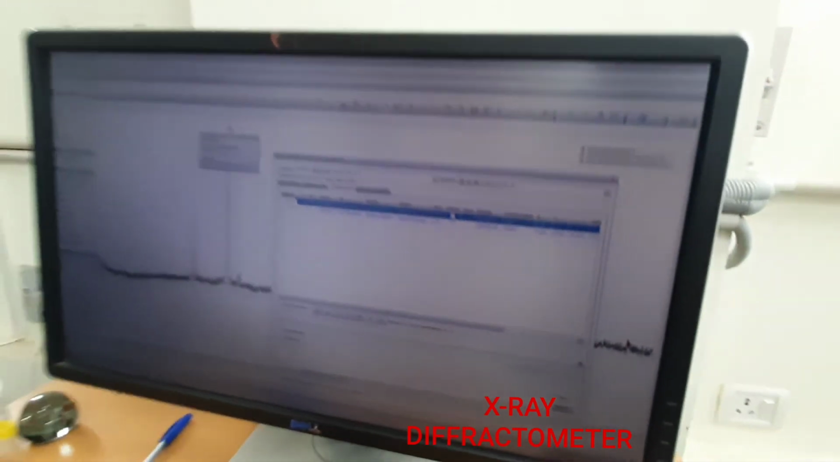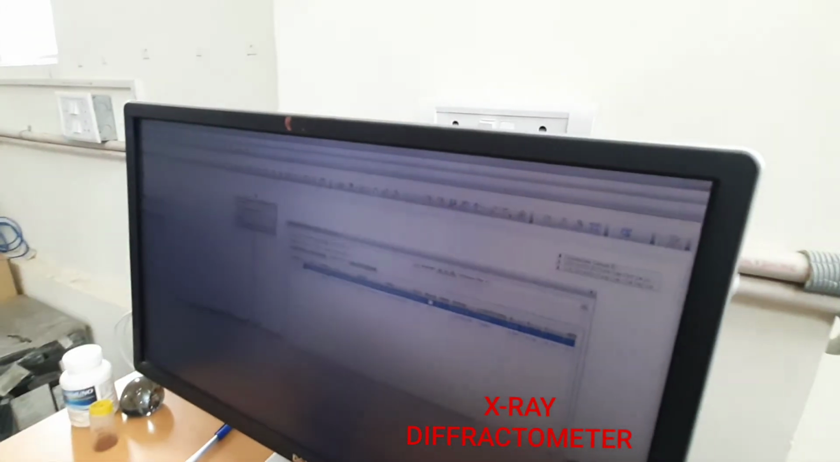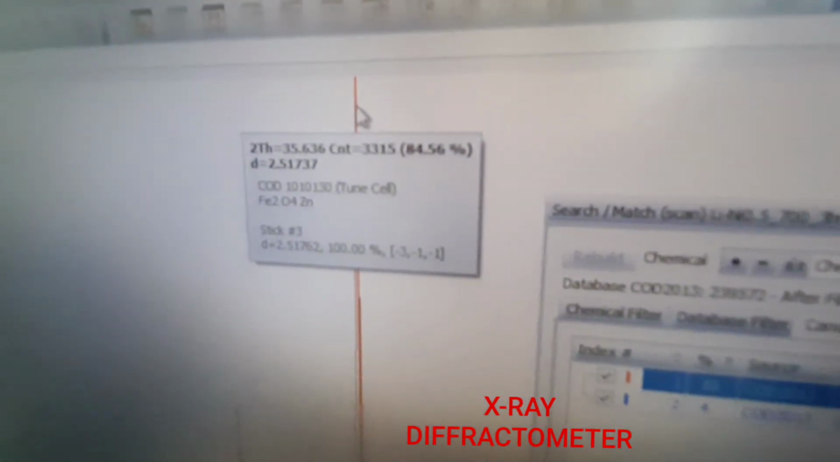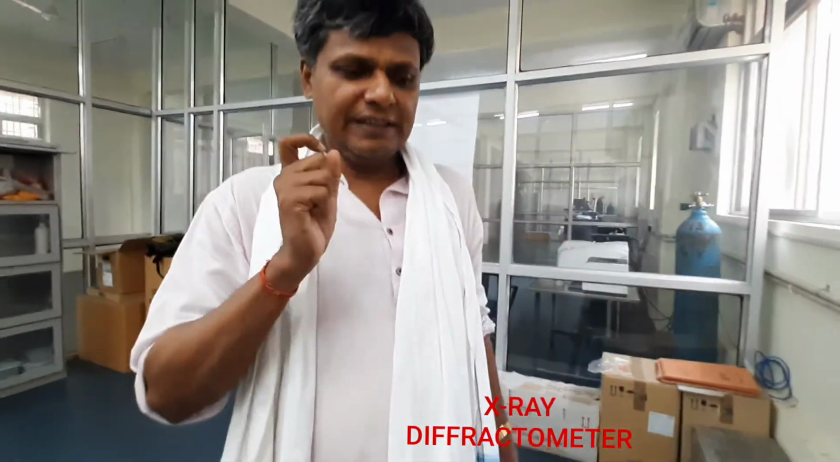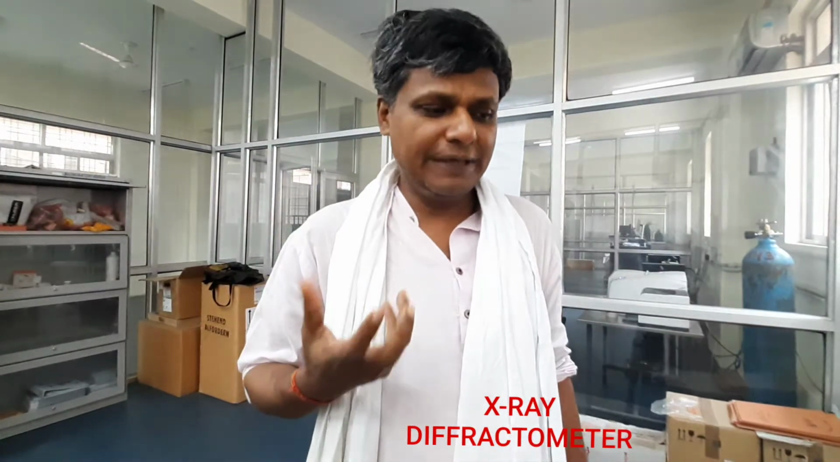In this way, X-ray diffraction is a characterization technique through which you can calculate the crystal structure, the lattice parameter, interplanar distance, crystalline size, and the nature and phase of a material, whether the material is in a pure phase or an impure phase.